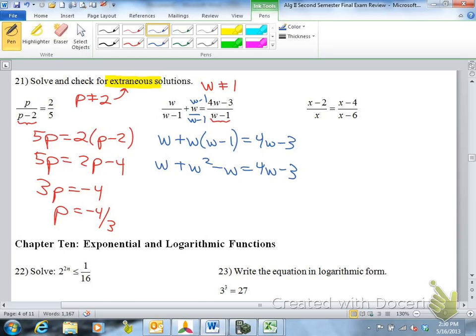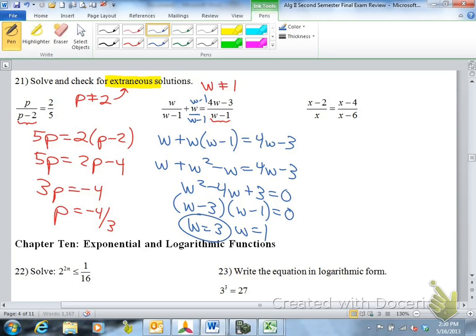We can get rid of w's and then subtract 4w and add 3 to set equal to 0. So when we factor, we have w equals 3, w equals 1. However, w equals 1 is extraneous, so only w equals 3 is the solution.